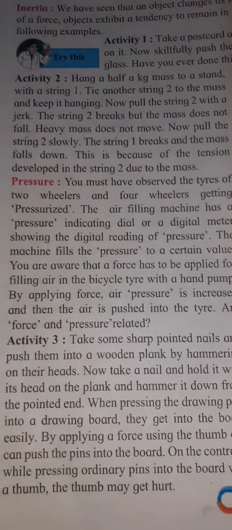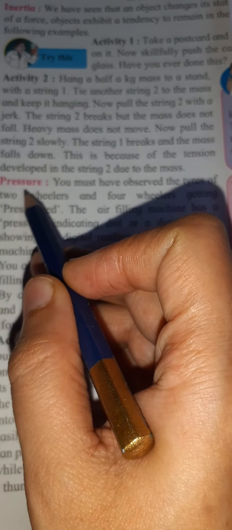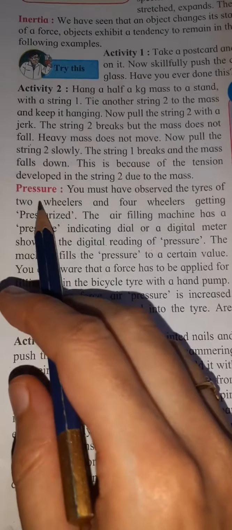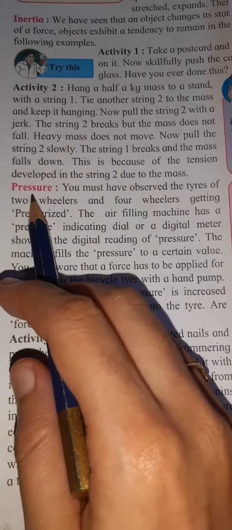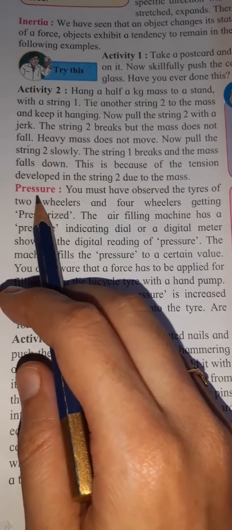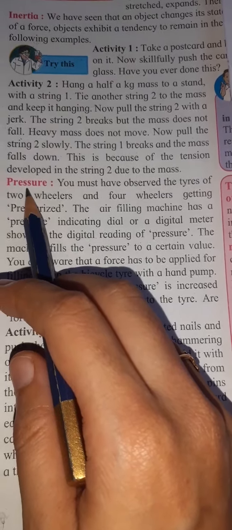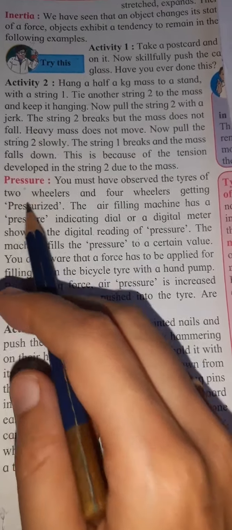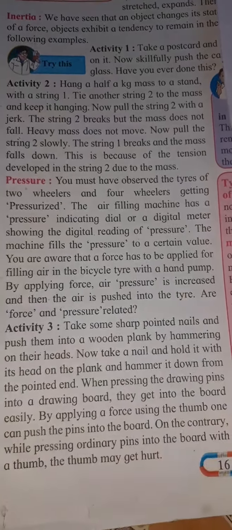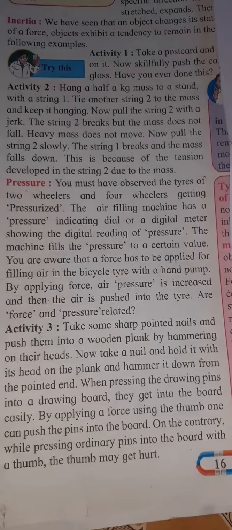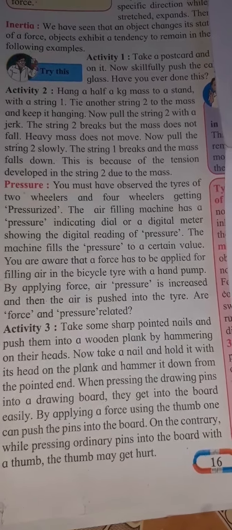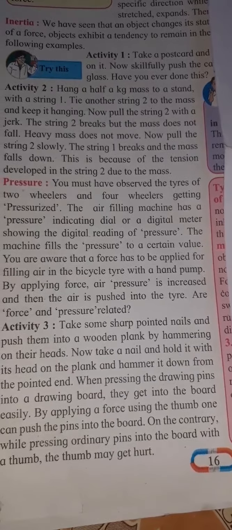Next subtopic in the chapter is pressure. Pressure is exerted by air, pressure is also exerted by liquid or water, and the pressure is also exerted by gaseous substances or gases. Here they have given you an example of pressure being filled in the tires of a bicycle.